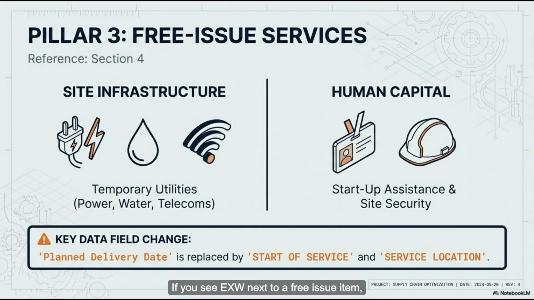If you see EXW next to a free issue item, you need to pull out your calculator immediately. There is another field in these sections that caught my eye. For every single item, Material 1, Plant 1, there is a required field for planned delivery date. Which is the other side of the risk coin.